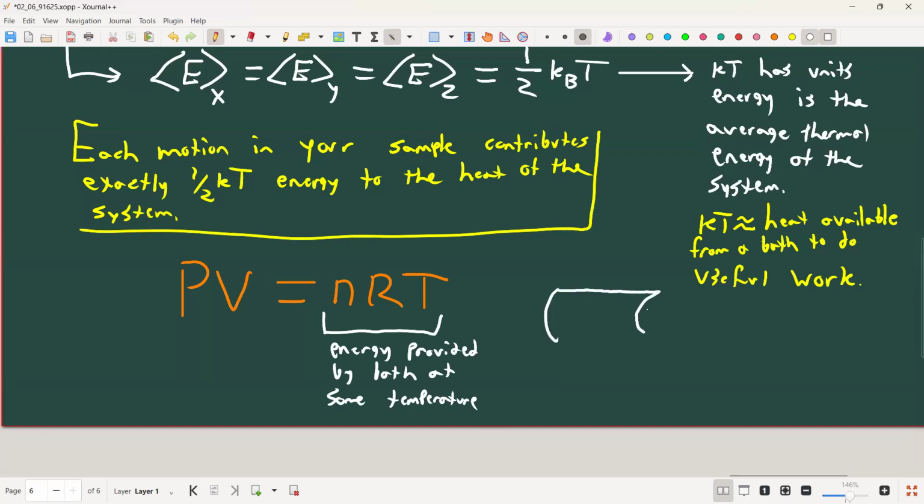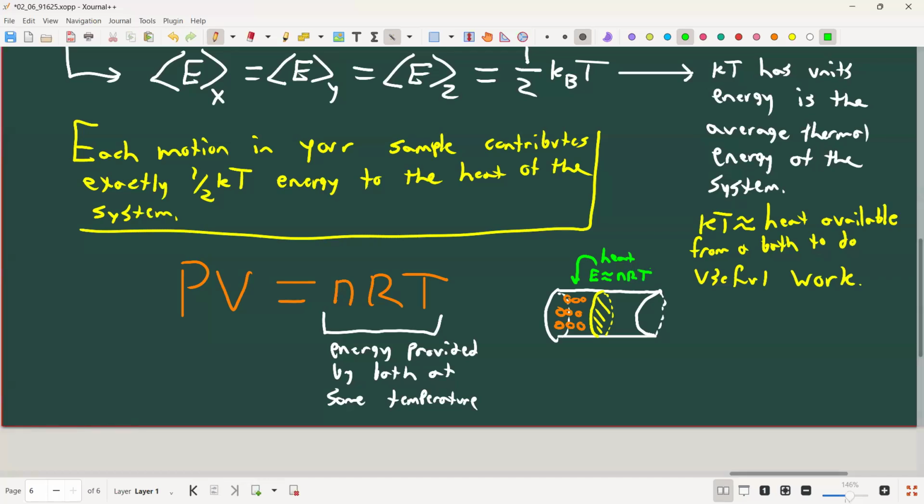Imagine I have this little cylinder of gas, and inside of it I have a piston. I put some gas in here, like that. And I feed in nRT. I have it in a bath, and I'm kicking in thermal energy, where the energy that I'm kicking in is around nRT. So I'm feeding in heat from my bath.